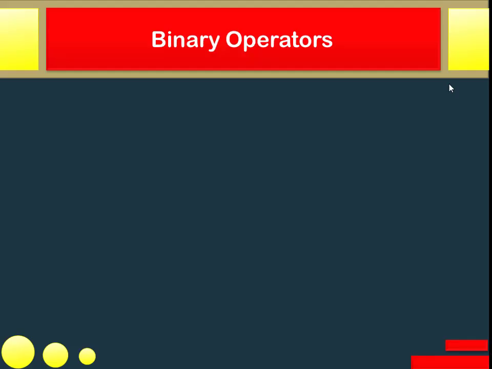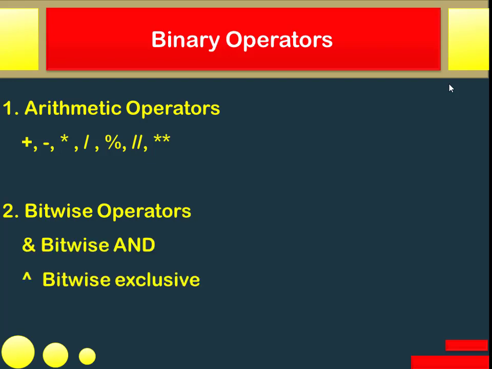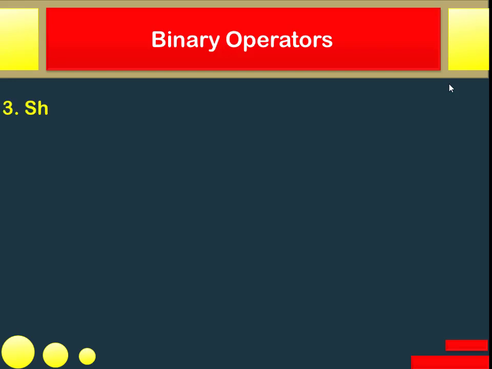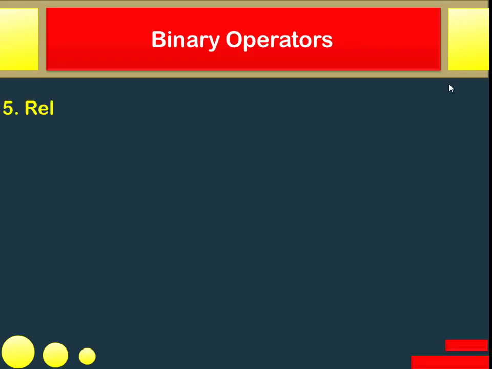I just want to recall the operators we covered last time. That was under binary operators. We covered arithmetic operators, and these are the arithmetic operators. Then bitwise operators were there: bitwise and, bitwise exclusive or, bitwise or, shift operators, and these all. Today we are going to cover relational operators.